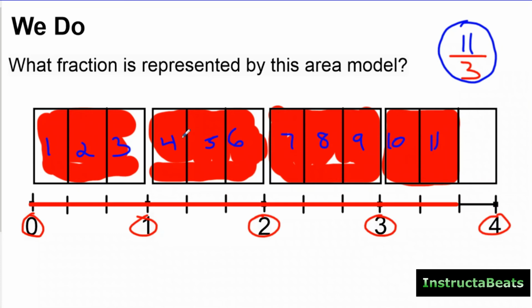What does it mean? It means I had more than one whole shaded in, and I recognize it's improper because my numerator is bigger than my denominator. I have more pieces shaded in than I had my one whole split into.